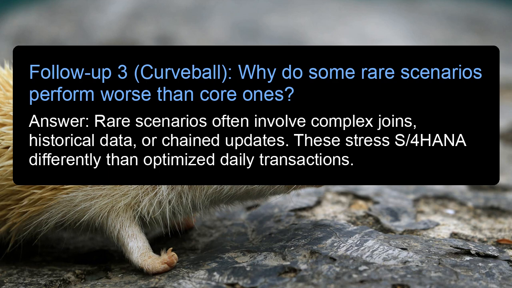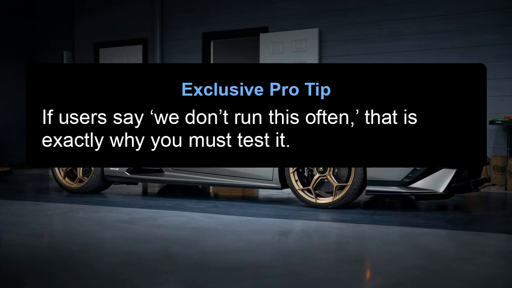Follow-up 3. Curveball. Why do some rare scenarios perform worse than core ones? Answer: rare scenarios often involve complex joins, historical data, or chained updates. These stress S/4HANA differently than optimized daily transactions. Exclusive pro tip: if users say "we don't run this often," that is exactly why you must test it.